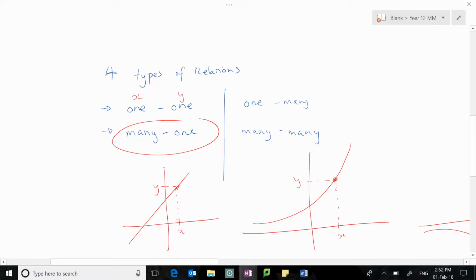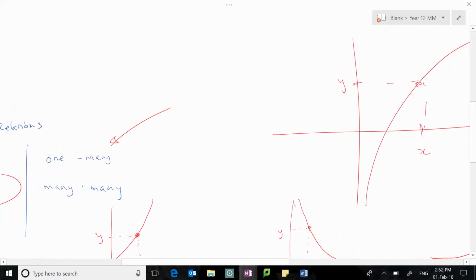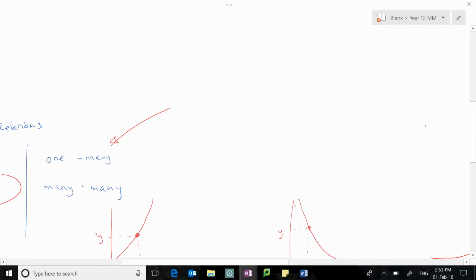Okay, so now let's have a look at this. One-to-many. What's an example of a one-to-many that we did last year? Actually, we didn't do it last year. No, we didn't do that. Yes, it's your square root relation or the side-on parabola, because it's a square root relation.